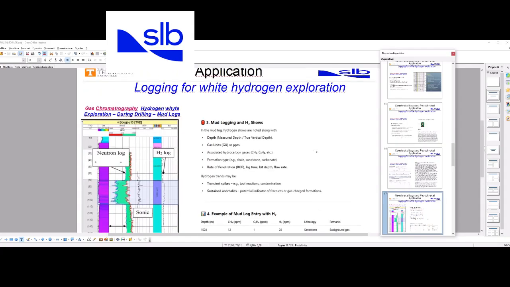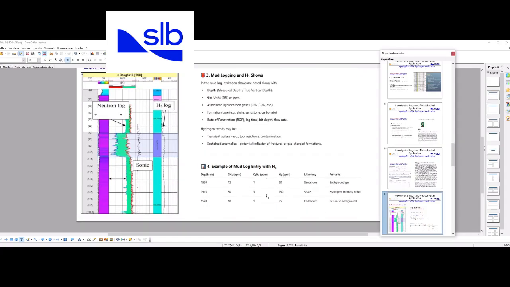Clearly, the expression of the gas chromatography is linked to the practice of mud logging, and the mud log hydrogen values are noted along with, for example, changes with depth and gas units per million associated with carbon, formation type, and rate of penetration. Hydrogen may be a transient peak, and it can also be detected, for example, by sustained anomalies, a potential indicator of gas change in the formation.